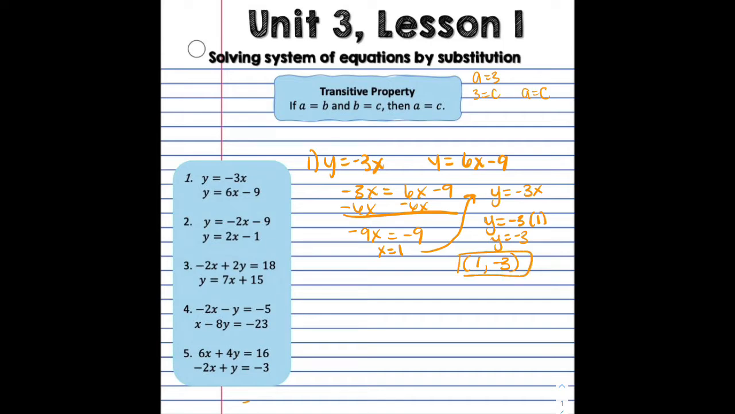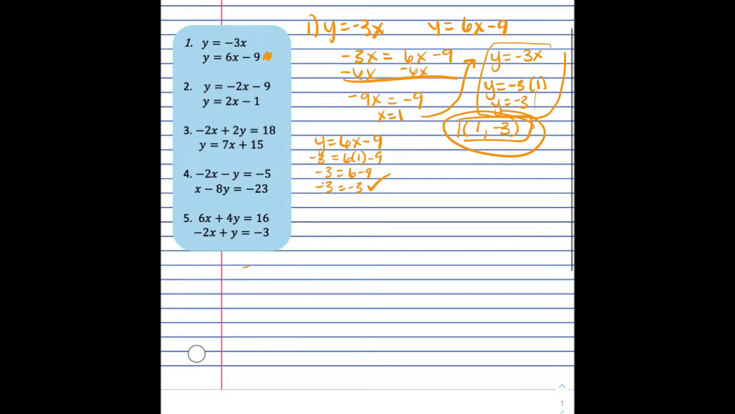And I'm going to double check that. I'm going to take my second equation here. So I have y equals 6x minus 9, and I'm going to plug those points in. So I have negative 3 equals 6 times 1 minus 9. So negative 3 equals 6 minus 9. So negative 3 equals negative 3, and it's correct. We already plugged in 1 to our first equation, and we solved for y, so we know it's going to work on this equation. But my solution here is going to be 1, negative 3.